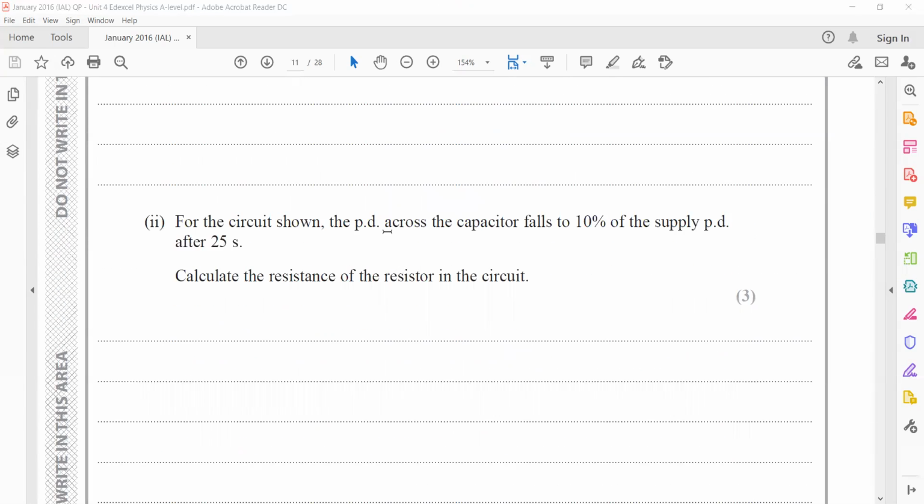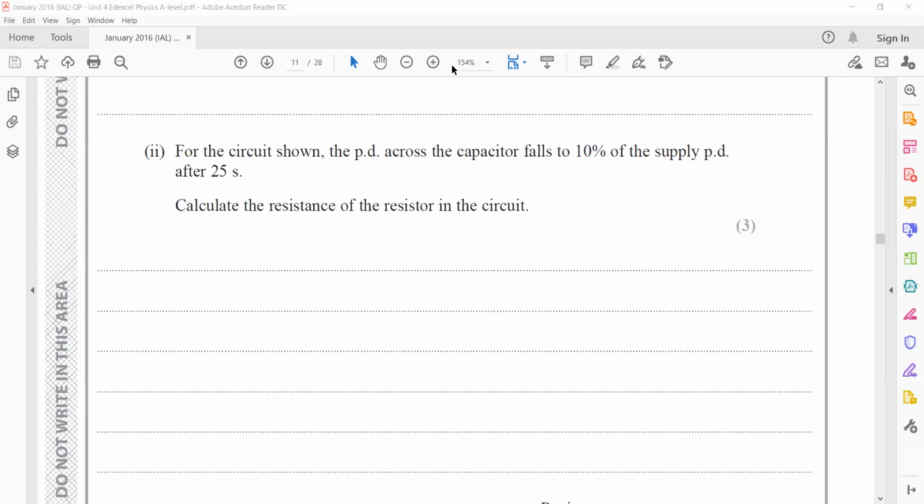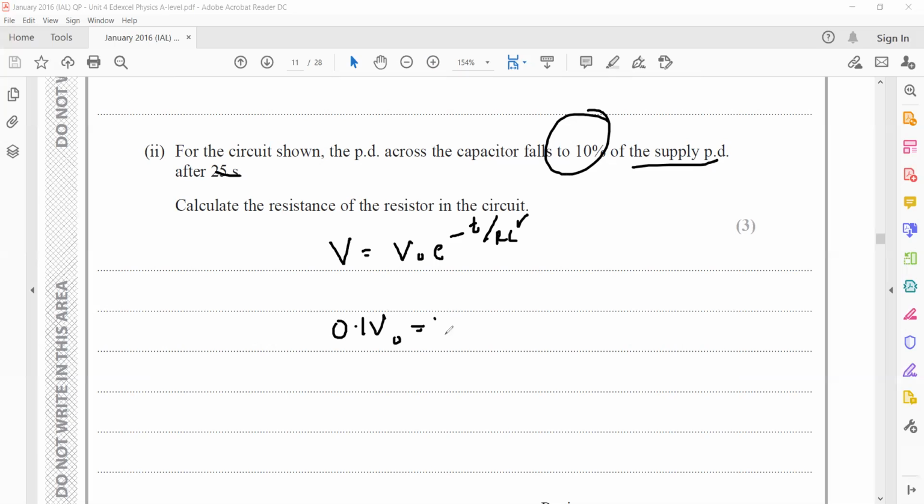The switch is moved, as we did for the circuit shown. The potential across the capacitor falls to 10% of the supply after 25 seconds. So we have the formula V equals V naught e raised to the power minus t over RC. C is the capacitance which we know. What is V? It's 10% of the supply. So 0.1 V naught equals V naught e raised to the power minus t, which is 25, over R, and the capacitance is 4700 microfarad, so 4700 times 10 to the power minus 6.